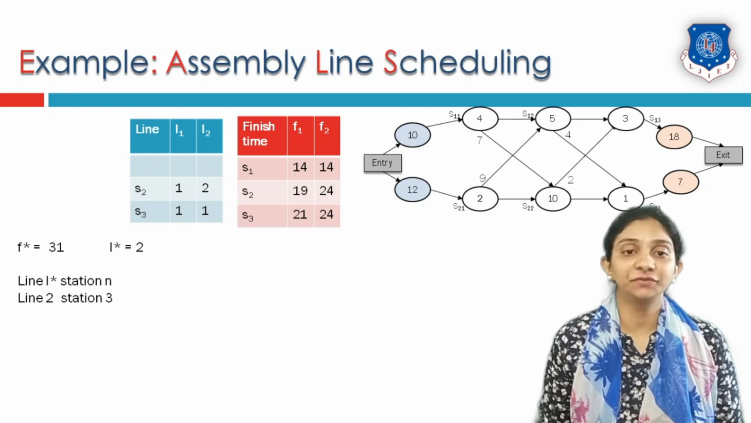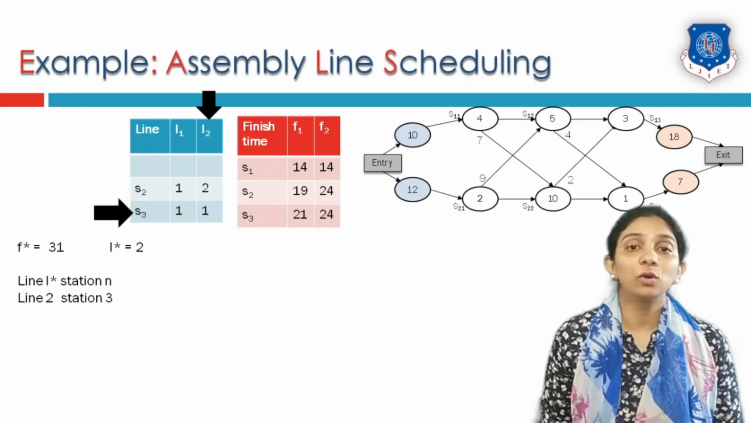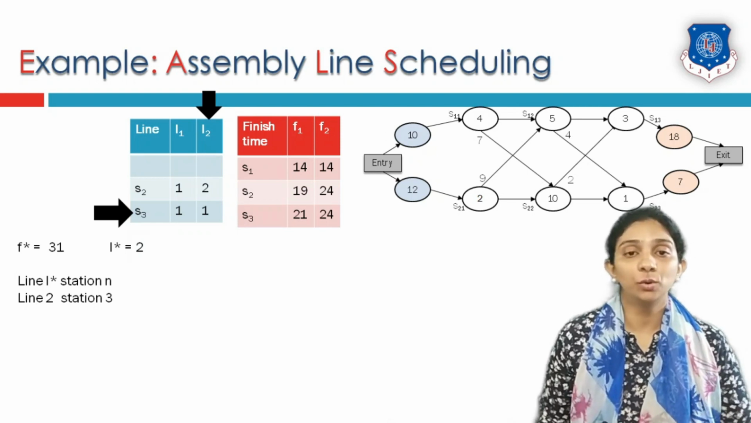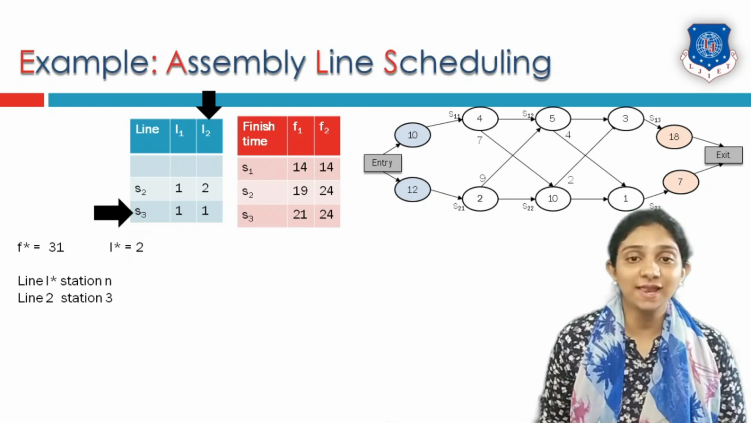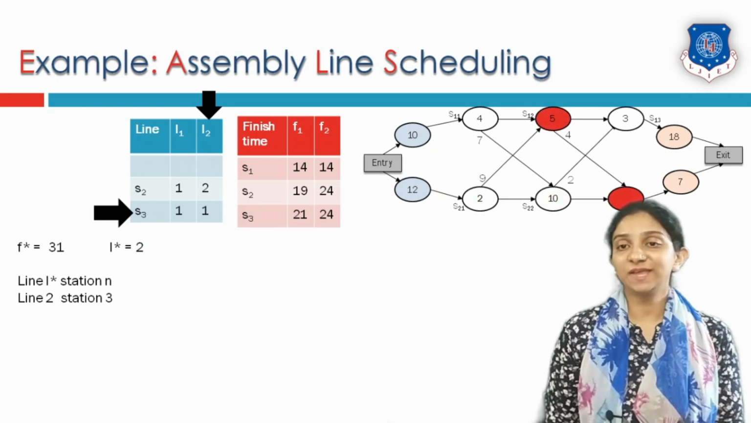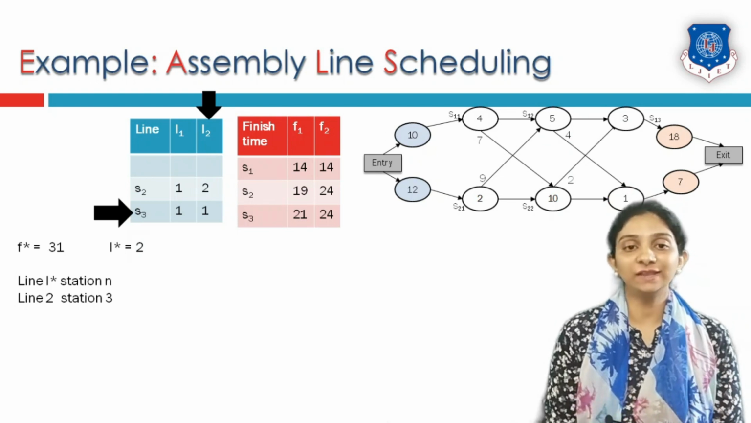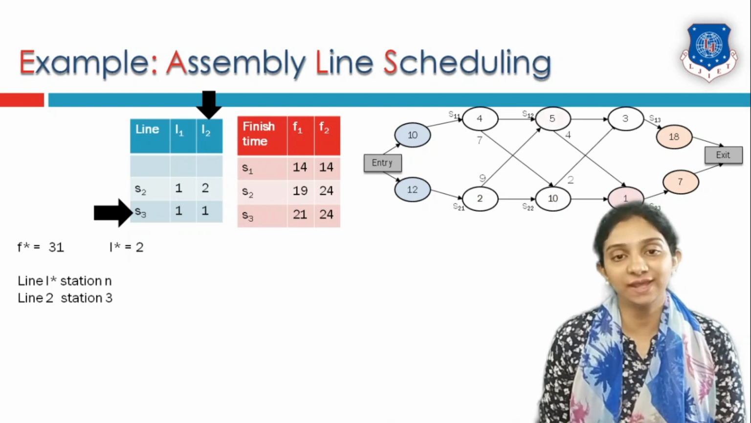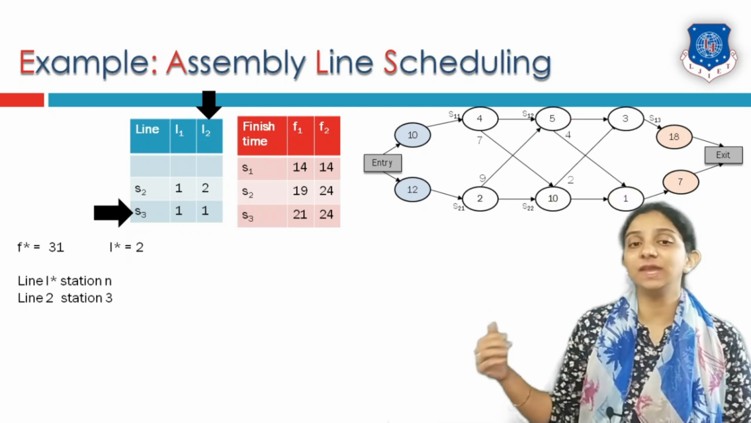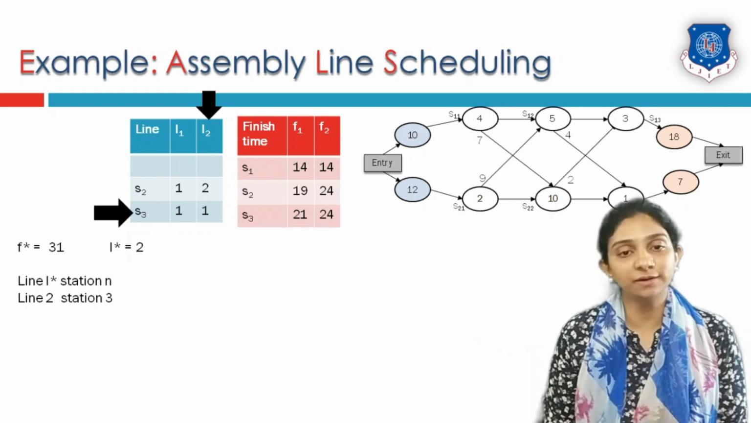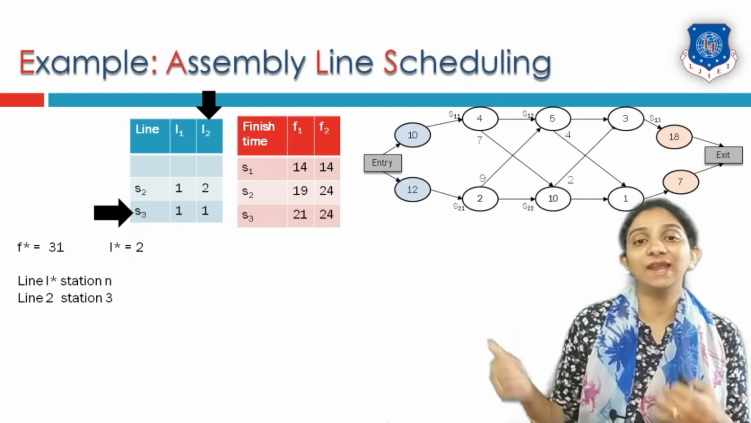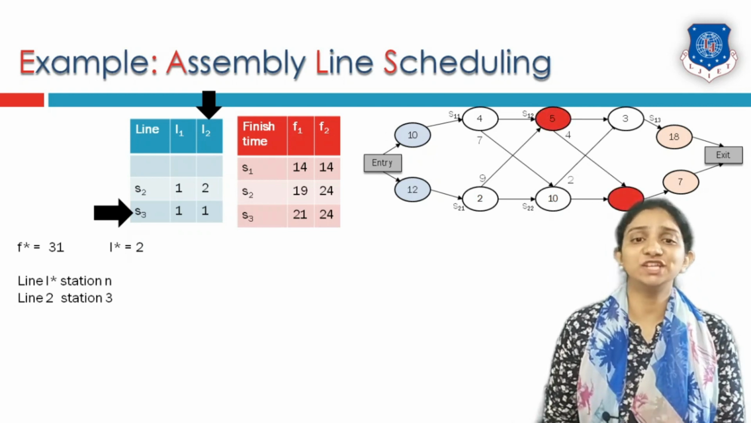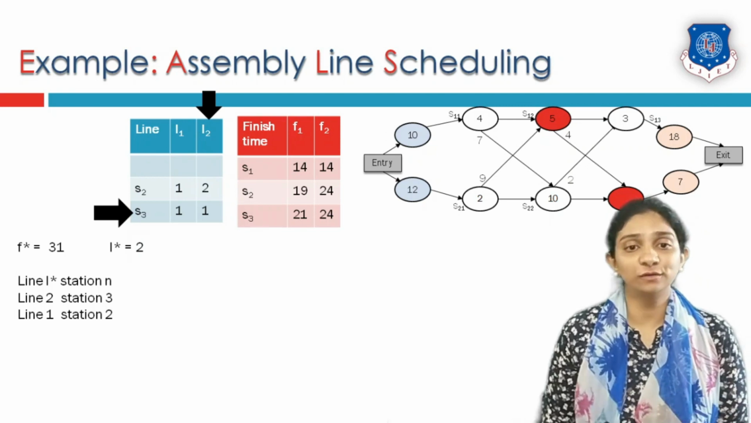Consider line 2 station 3. Here we will look in column number 2 and row number 3. The value of the cell is 1. So in the next line we are going to write line number 1, and the station will be the one before. The previous station was station 3, so our next station will be station number 2. This value 1 is the line number of our next station, that is line 1, station number 2. So that is also selected.